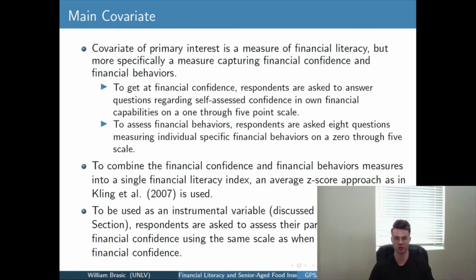Now, the main covariate that we're interested in is financial literacy. Financial literacy can be broken down into two aspects: financial confidence and financial behaviors. To get at financial confidence, respondents were asked questions to rate themselves: how confident are they in their financial abilities? Further questions were asked to measure financial behaviors, such as, does an individual pay their bills on time? Do they pay their bill in full? Stuff like that. And then we did some mathematics to combine those two elements into a single aggregate measure of financial literacy.